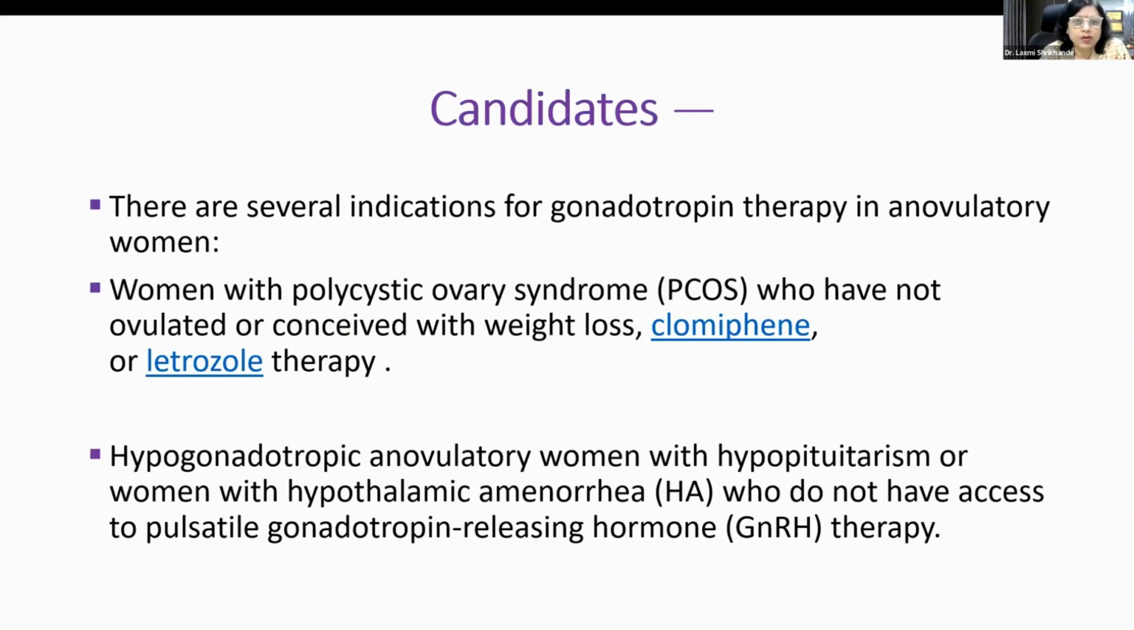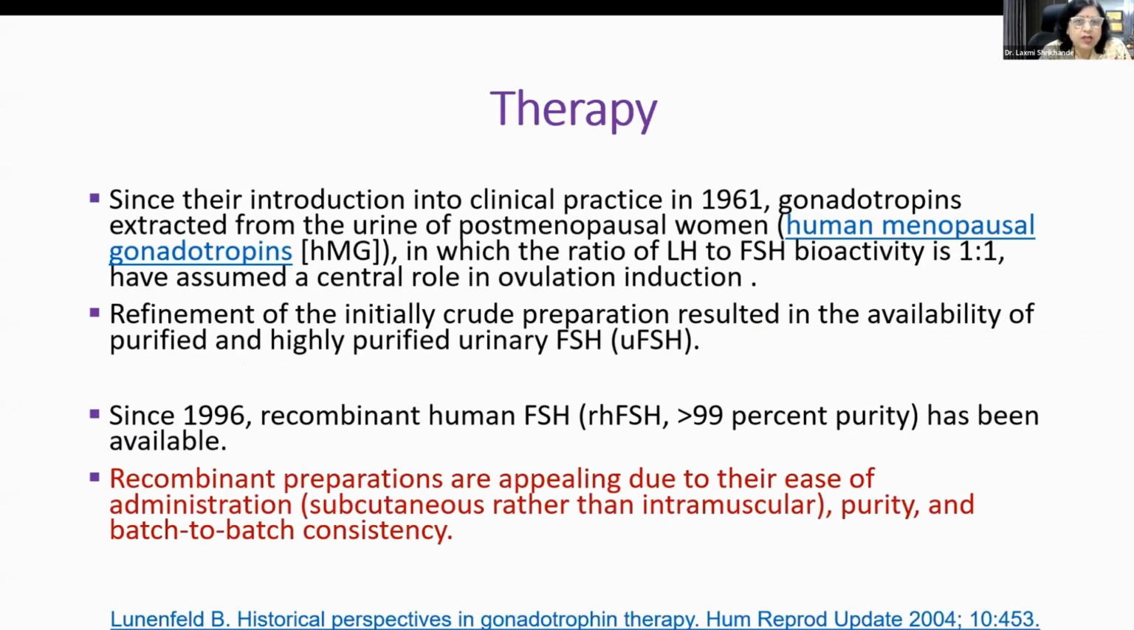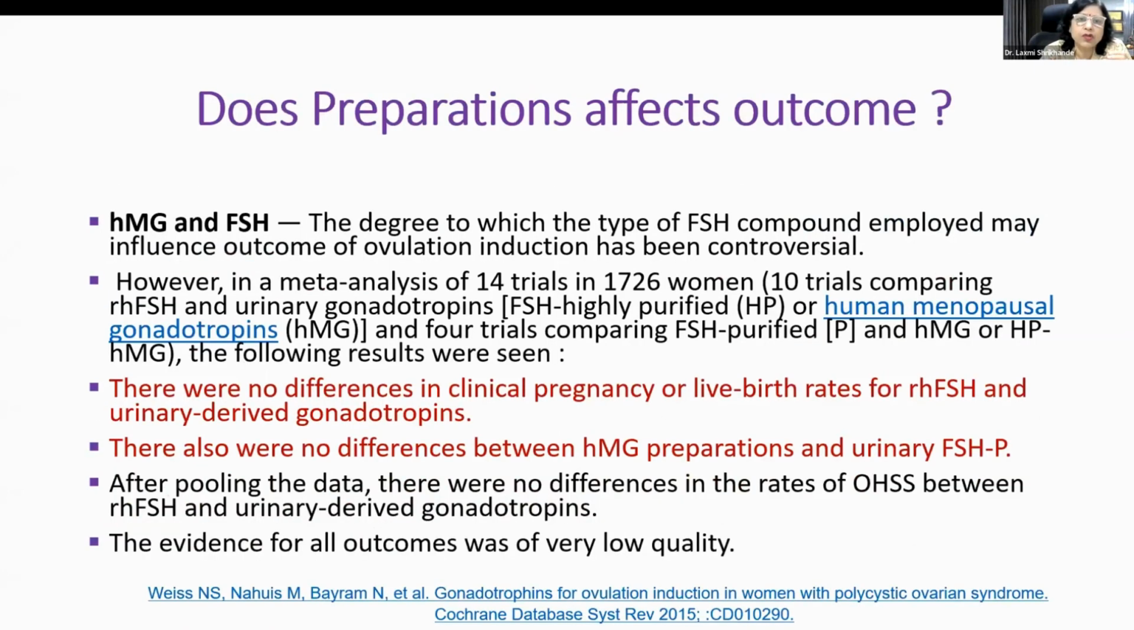Now coming to the gonadotropins for your IUI stimulation. So there are various indications for using gonadotropins for IUI stimulation. The question comes which gonadotropins you should use, whether it should be HMG, highly purified HMG, urinary FSH, highly purified FSH, and recombinant FSH. There are various studies which are showing that no gonadotropin is superior to another when it comes to your ovulation induction protocols for non-IVF cycles.